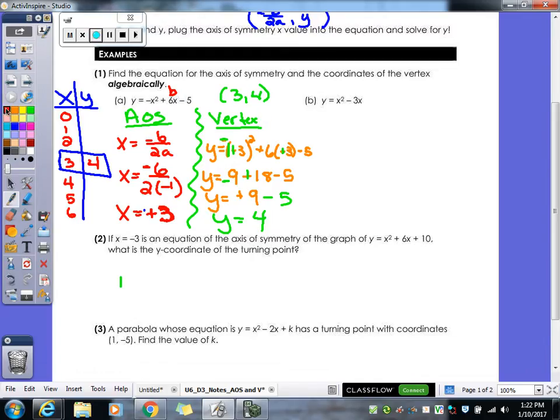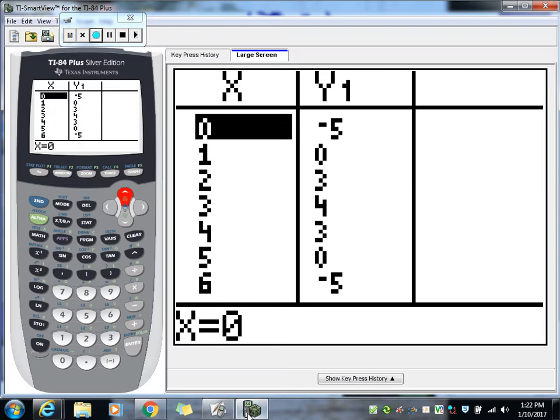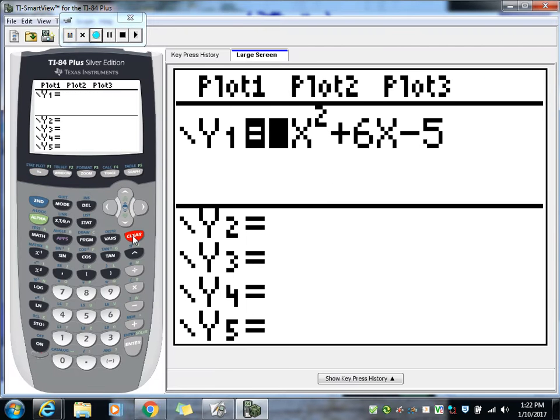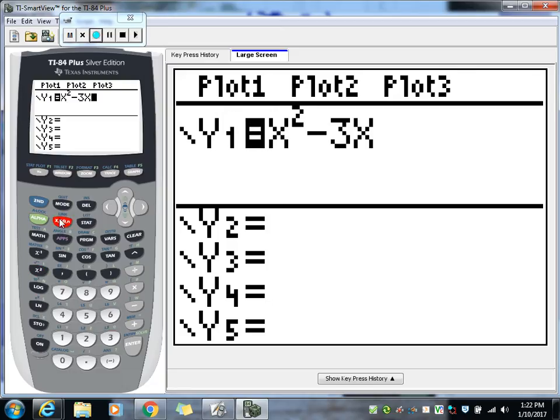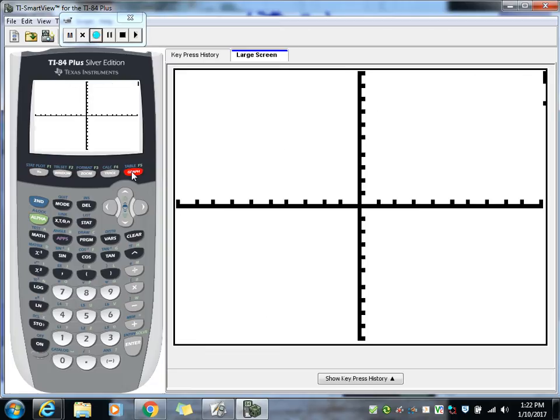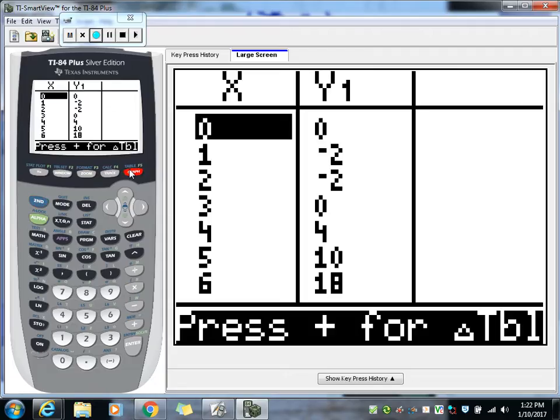Okay, now on the next one, you're like, oh my gosh, there's all that work. Let's just look at our calculator and let's find our middle first, right? Go ahead, let's do that. X squared minus 3x. Go to y equals. Clear it out. X squared minus 3x. Graph it. Okay, let's see if we can find our axis of symmetry and our turning point.